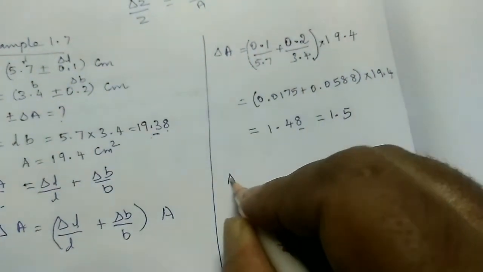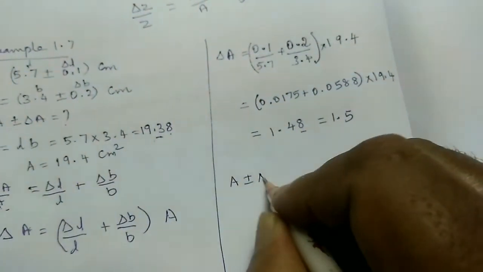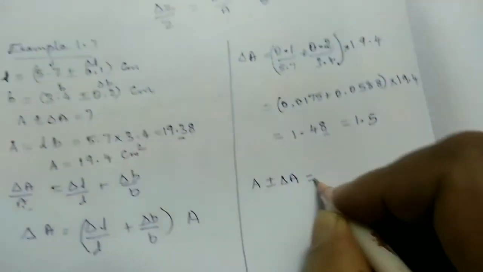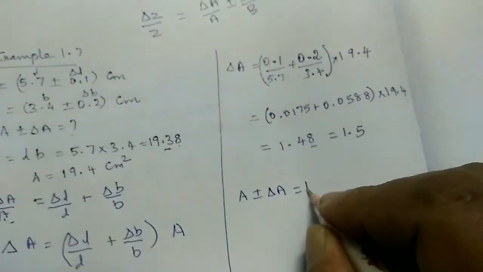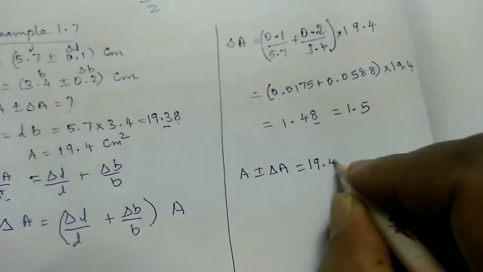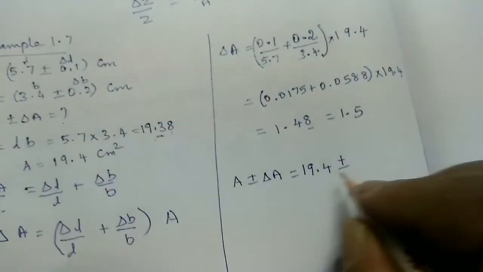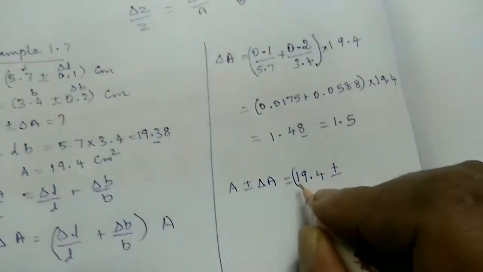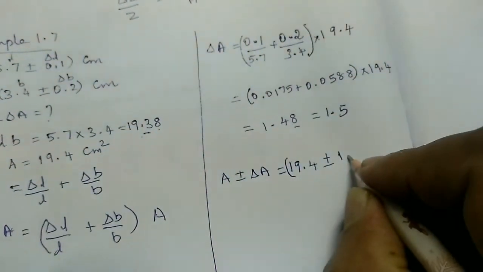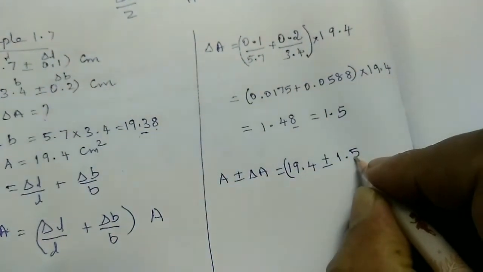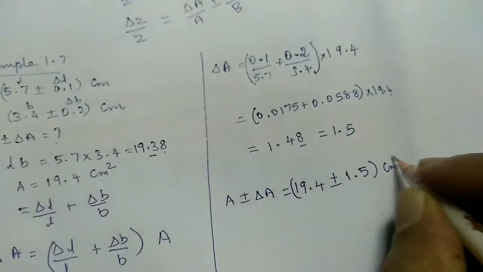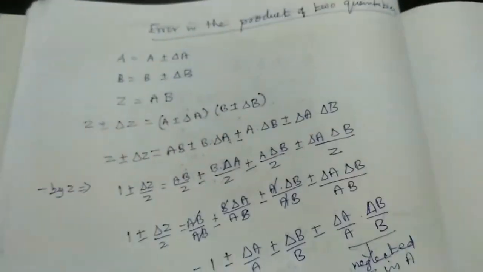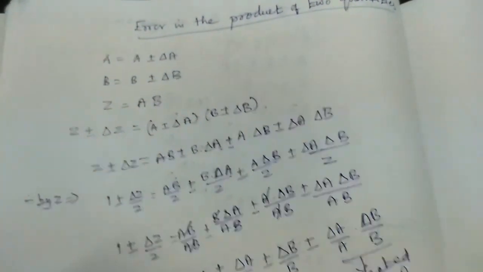So what do you need? A plus or minus del A. So how much? A is 19.4, plus the error is 1.5. Okay, that's all, centimeter square. Understand students? This is error in the product of two quantities.